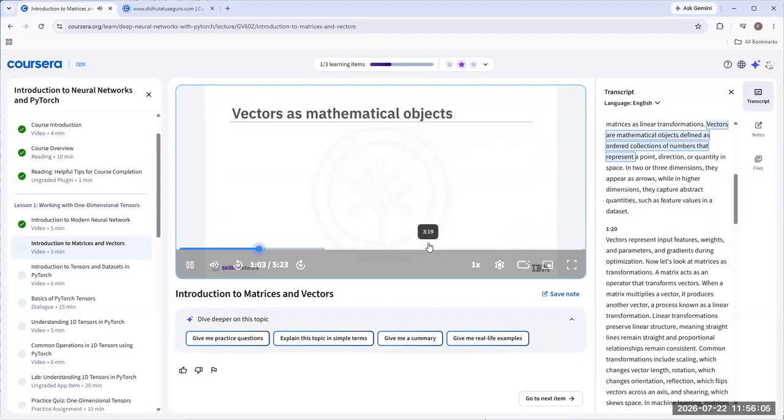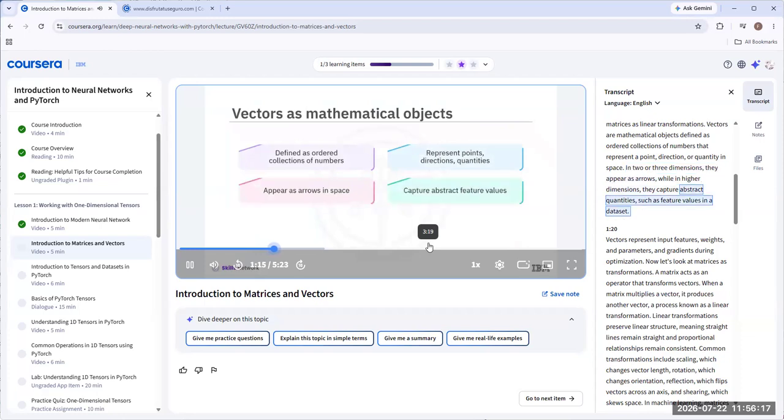Vectors are mathematical objects defined as ordered collections of numbers that represent a point, direction, or quantity in space. In 2 or 3 dimensions, they appear as arrows, while in higher dimensions, they capture abstract quantities, such as feature values in a dataset. Vectors represent input features, weights, and parameters, and gradients during optimization.